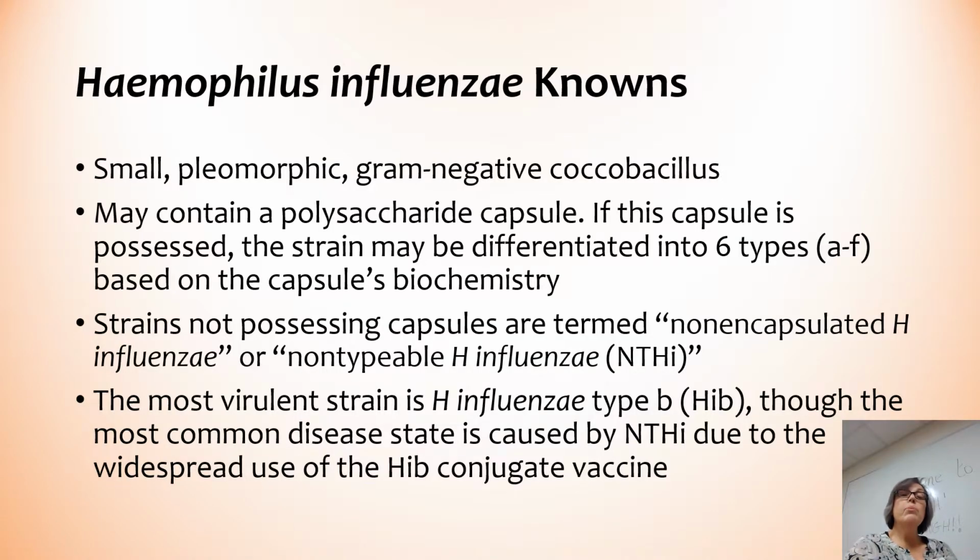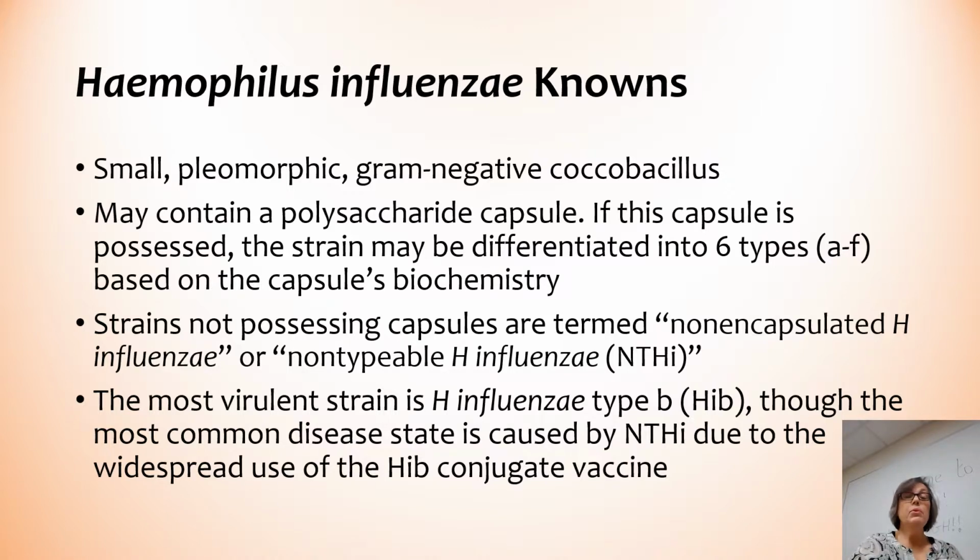A little bit of history about Haemophilus influenzae. Haemophilus influenzae is a small pleomorphic gram-negative coccobacillus. It may contain a polysaccharide capsule, and if the capsule is present, then it is differentiated into 6 different types based on the capsule's biochemistry, A through F. Strains not possessing the capsule are called non-encapsulated or non-typable Haemophilus influenzae.